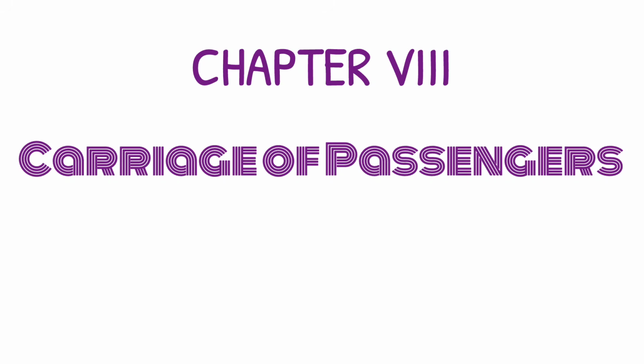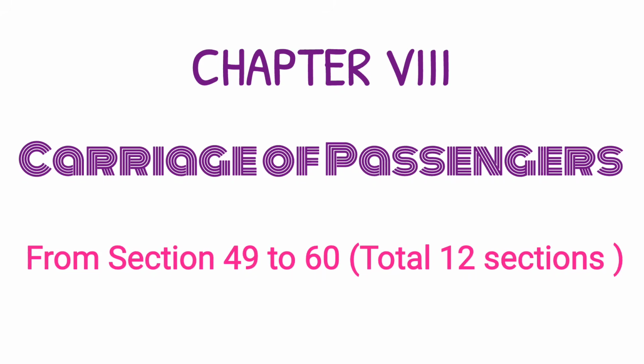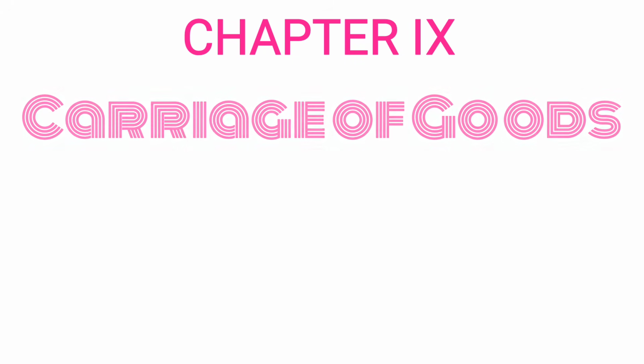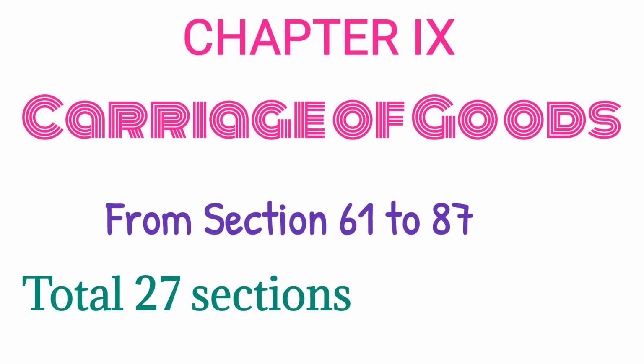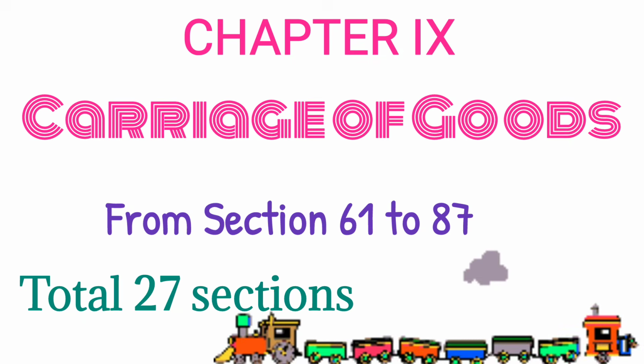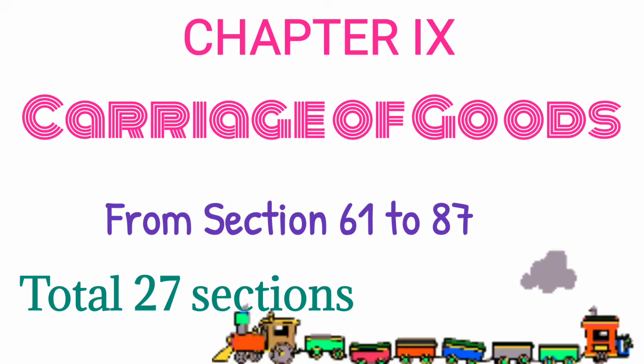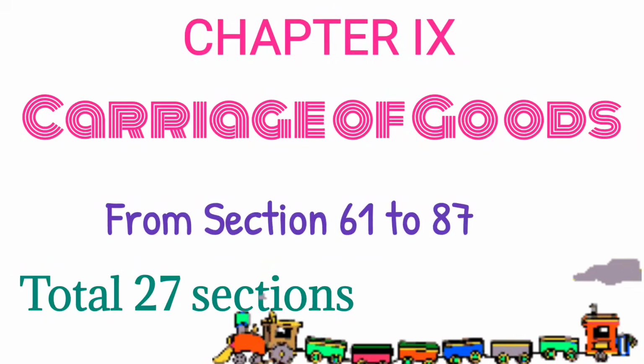Chapter 8 is describing the carriage of passengers. Likewise, chapter 9, carriage of goods. Chapter 8 has sections 49 to 60, total 12 sections in it. Chapter 9, as I told, is carriage of goods, while carriage of passengers is in chapter 8. Chapter 9 has sections from 61 to 87, a lengthy chapter containing 27 sections in it.